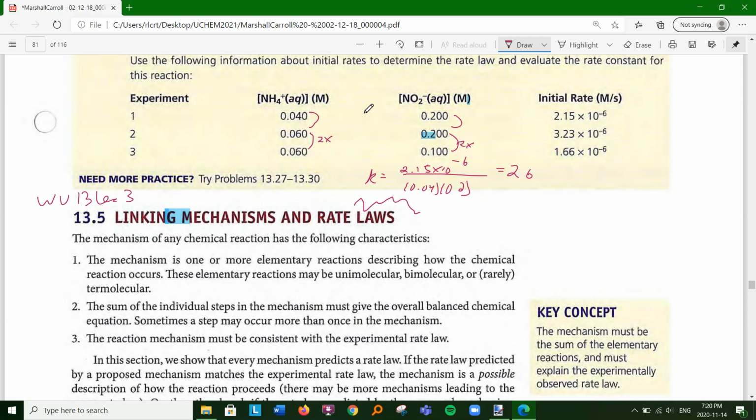I'm Dr. Carroll, and I am pumped today to talk about two sections: 13.5, linking mechanisms and rate laws, and 13.6, the effect of temperature on rates of reaction.